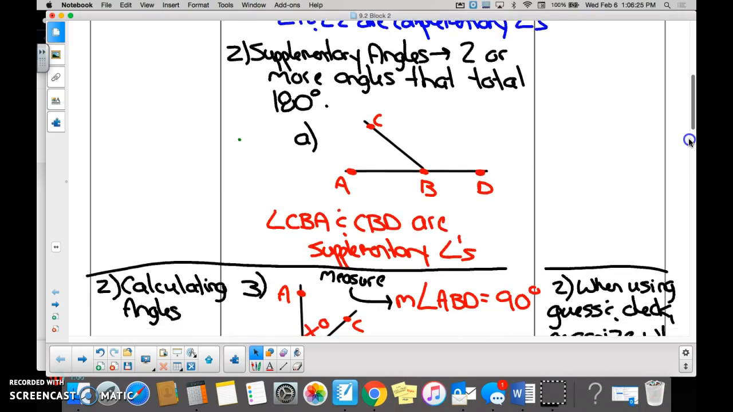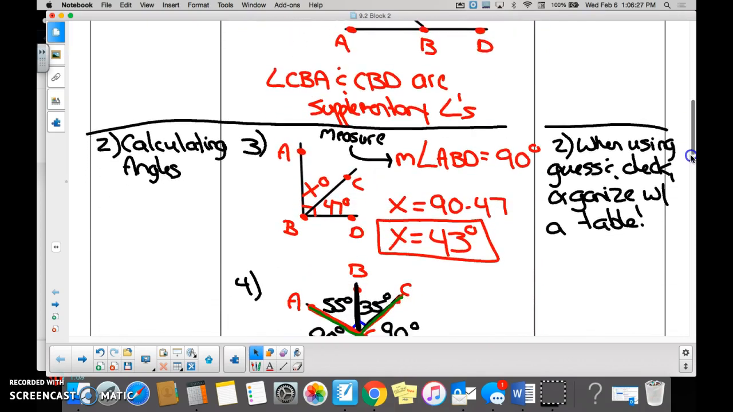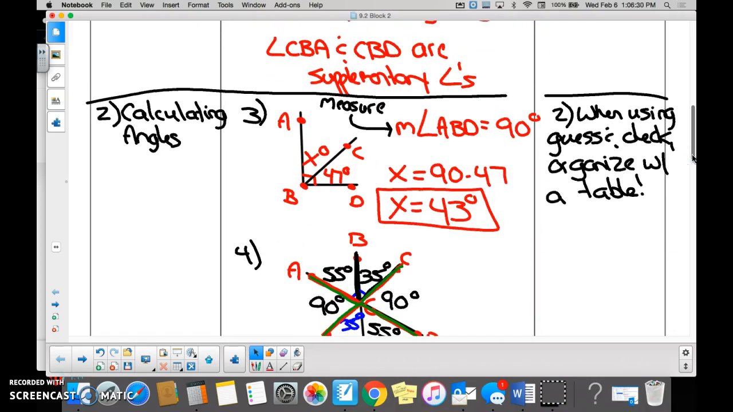Sliding down. The reason we want to know about complementary and supplementary angles is to help us figure out missing angle measurements. So if you look at number 3, I gave you that angle ABD was what? 90. It was 90 degrees. What does this M mean? Measure. Okay, and if I told you that this part of the angle ABD is 47 degrees, could you calculate what X is? Yes. And we just did 90 minus 47, right? Yes. We did this entire angle, which is 90 minus what we know, 47, and we ended up with 43 degrees. Yes, no? Yes.